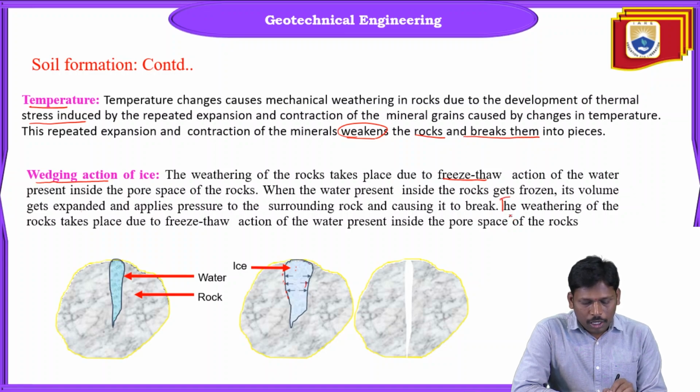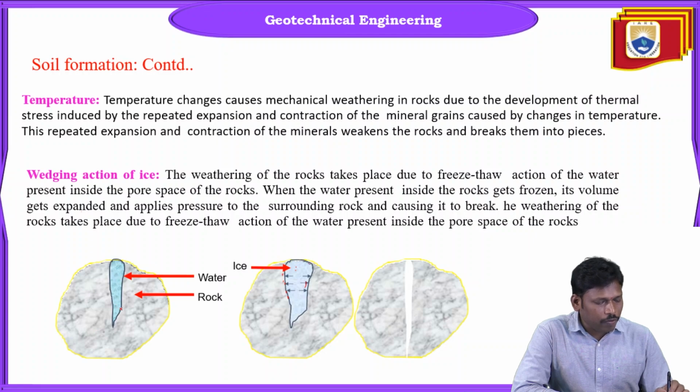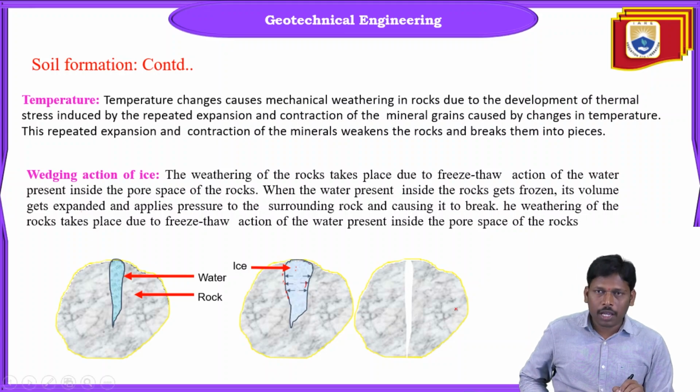So the weathering of the rock takes place due to the freeze-thaw action of the water present inside the pore space of the rock. Due to this wedging action of ice, when there is water in the rock and this water becomes ice, it causes swelling in the rock mass and applies extra pressure within the rock mass, and then finally it breaks into pieces. Those pieces will form soil.